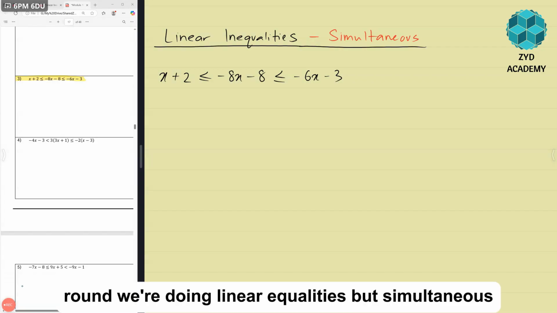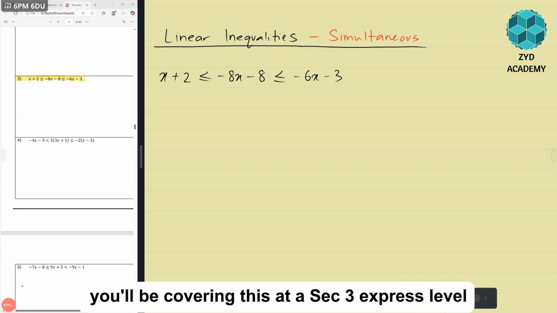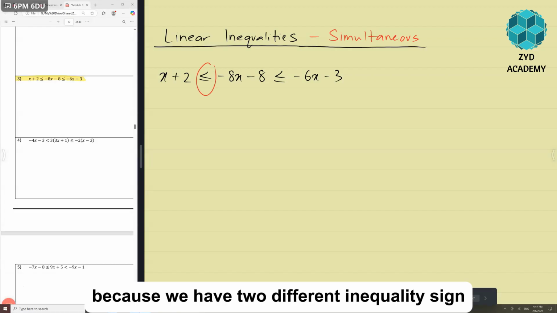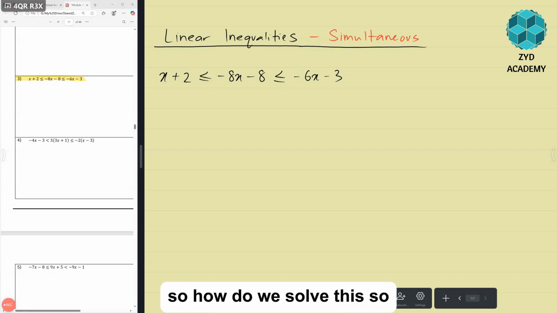This time around, we are doing linear inequalities, but simultaneous. For those who are in Singapore, you'll be covering this at a Sec 3 Express level. It's a bit weird because we have two different inequality signs in the same expression. So how do we solve this?